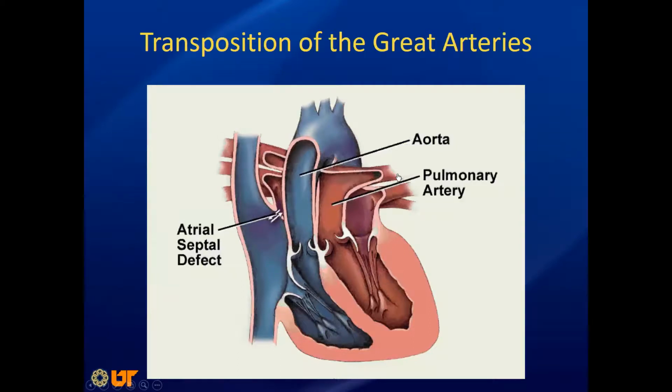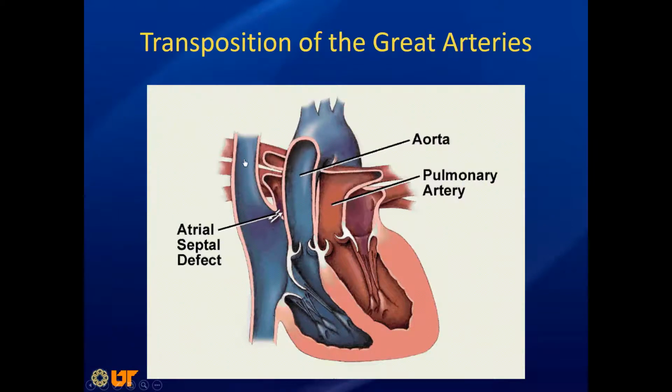Transposition of the great arteries. So this is one that is unfortunately not highly diagnosed prenatally because if you look at just a 4-chamber view of the heart, it looks completely normal. And you really have to get good views of these outflow tracts and see where they're going to determine if it's transposition. So these will look cyanotic early, because basically they're parallel circulations.